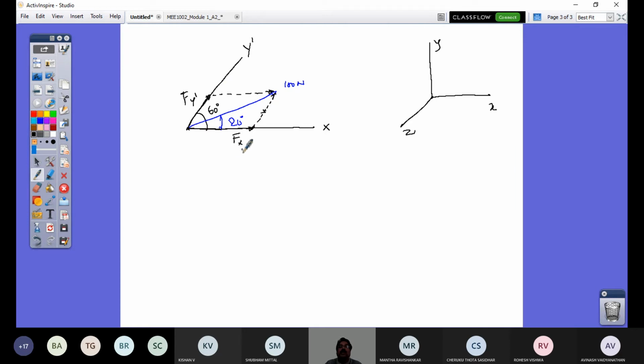So how do I find out? Since that congruent triangle inside this parallelogram is not a right angle triangle, look at this angle here. This is not a right angle triangle, so we cannot use Pythagoras theorem. We cannot use simple sine theta, cos theta, tan theta understanding.